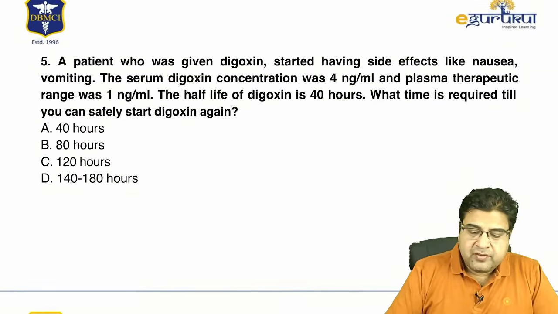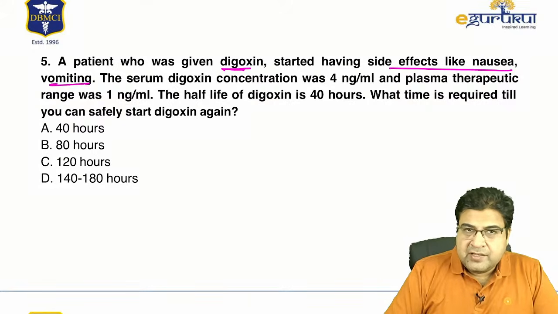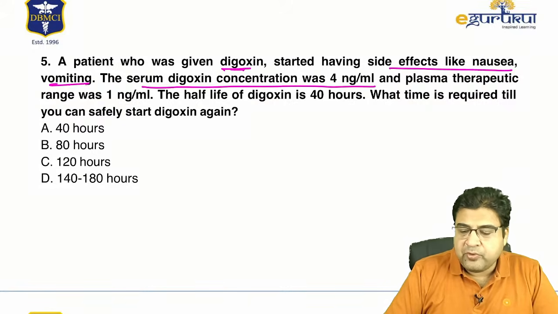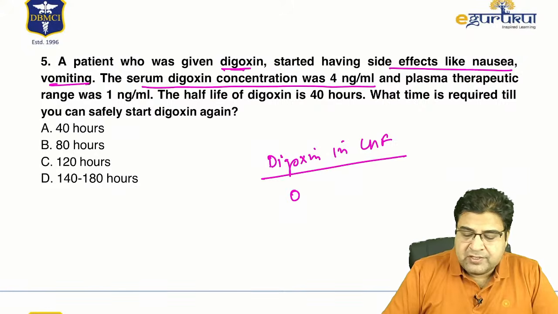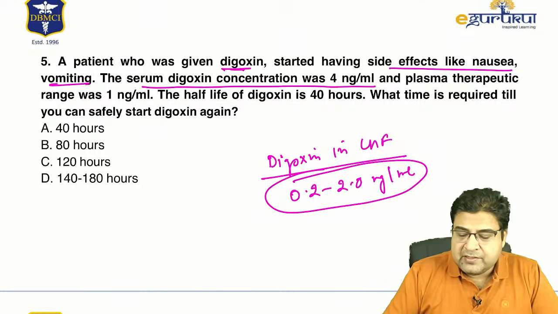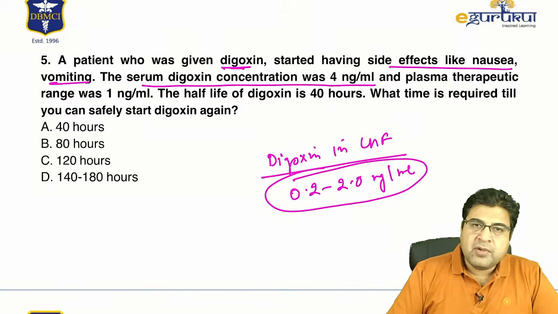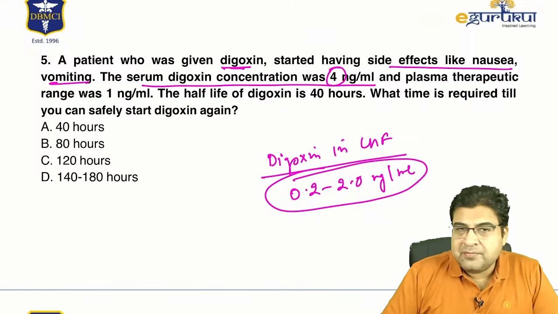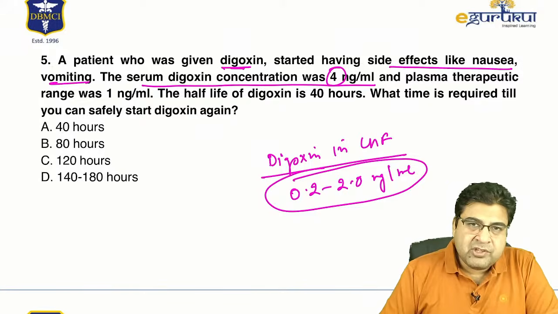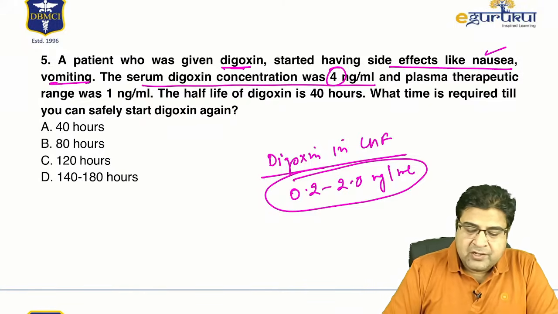Now question number 5. A patient was given digoxin, and the patient has side effects like nausea and vomiting. The serum digoxin concentration is found to be 4. Guys, the digoxin level that we maintain in CHF is between 0.2 to 2.0, but now the level has become 4. It's more than double the desired level. It means the patient is in toxicity. The patient has digoxin toxicity, and that's why the patient is getting side effects like nausea and vomiting.